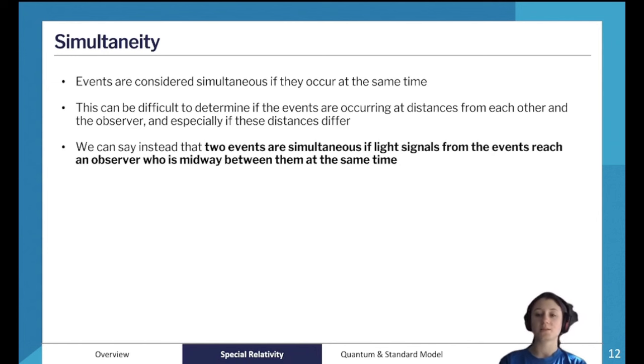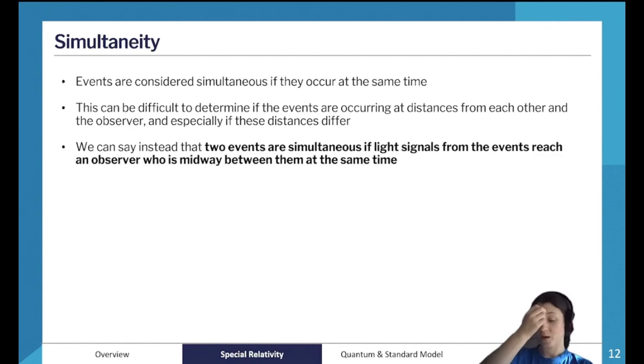So, a common example of this is if you have two lightning strikes at night. If a person stands directly in the middle of those lightning strikes, and if they see the lightning at the same time, then those two lightning strikes are simultaneous. Alright? We're not talking about the sound. It doesn't matter if the observer hears them at different times. It's just about whether they see them. And the observer needs to be standing in the middle of those two events happening.